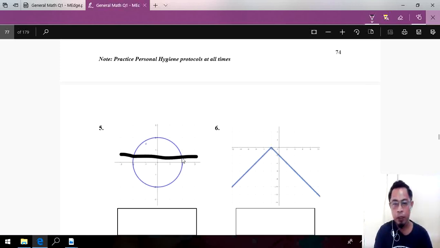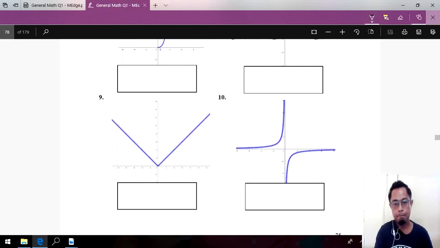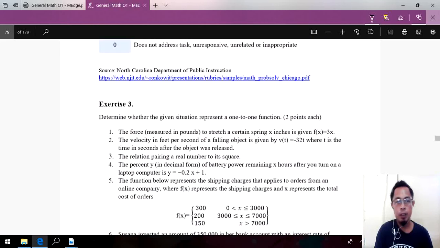How about number 6? Can you answer it? Okay, so I'm going to leave that one to you. And for the third activity, I'm going to also leave that activity to you. I want you to practice solving this and check your answer against the answer key because it is already provided.